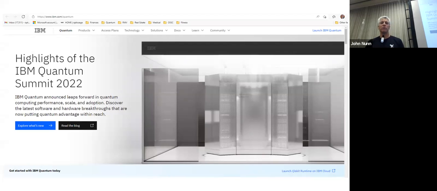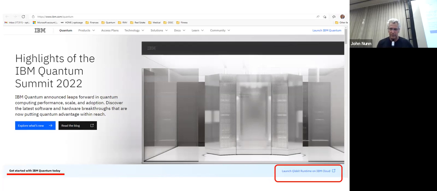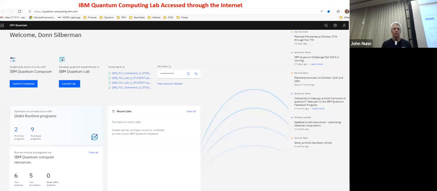The IBM Quantum Summit they had in 2022. They're talking about what's new. On the bottom left-hand side, you can see it says, get started with IBM Quantum today. And on the right-hand side at the bottom, it says launch Qiskit Runtime on IBM Cloud. What that means is that anybody, anytime, can go on their website and start learning how to program a quantum computer. They have tutorials, videos, all kinds of great information that's available.